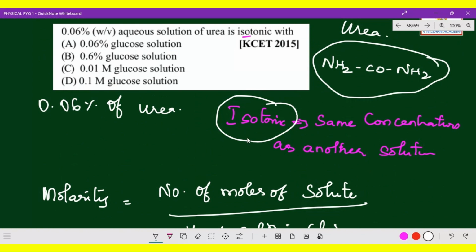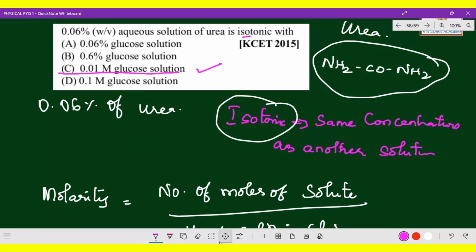Isotonic means same concentration as another solution. That is what glucose, everywhere they mention glucose. Isotonic is nothing but same concentration as another solution. So that means 0.01 is the correct option. Option C is the correct option. Hope you got the clarity about this question. Come on, let's go to the next question.